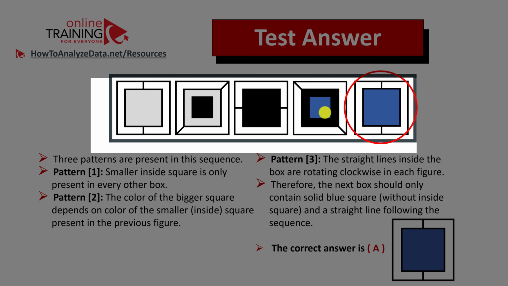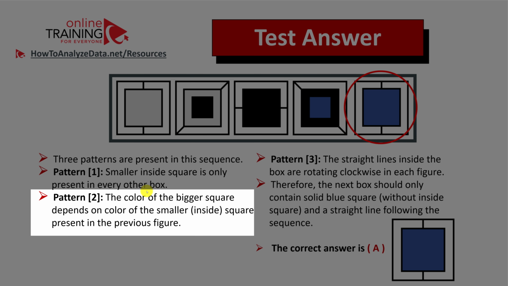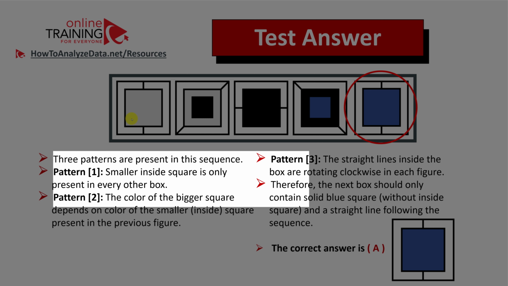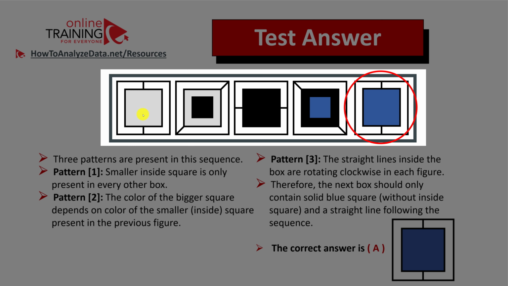There is a second pattern here as well. The color of the bigger square depends on the color of the smaller inside square present in the previous figure. So even though there is no small square in the figure number 1, you can take an imaginary square, and this is what will drive the color of the square number 2. Then there is a small square in the figure number 2, and you take the black color of this square, and this is what will drive the color of the square 3, and so on and so forth.